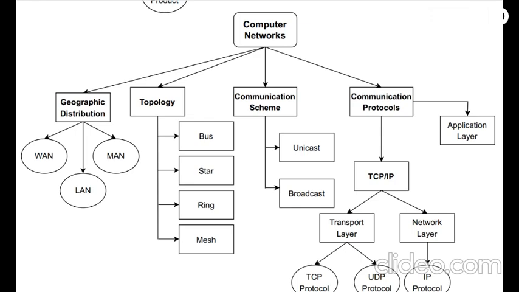There are various criteria by which computer networks can be classified. One criterion is the geographical distribution. In terms of geographical distribution, networks are classified as wide area networks or WAN, metropolitan area networks or MAN, and local area networks or LAN. A wide area network or WAN is one where the link distance between any two nodes is greater than approximately 20 kilometers and can go as large as thousands of kilometers.